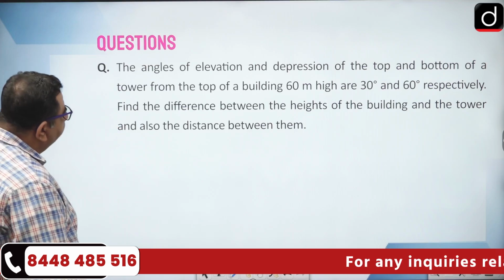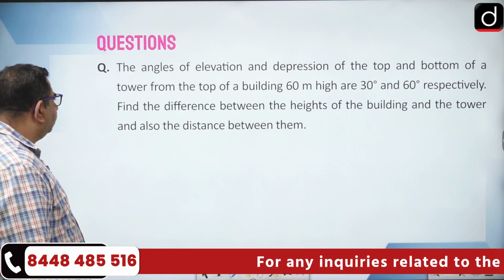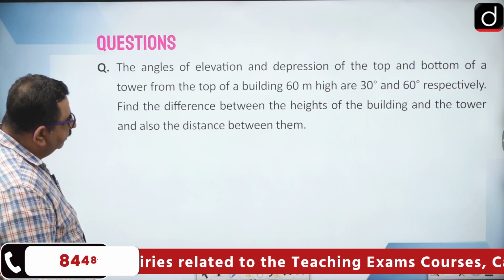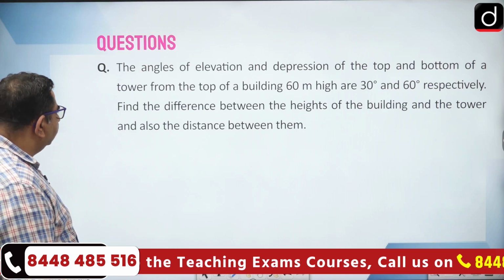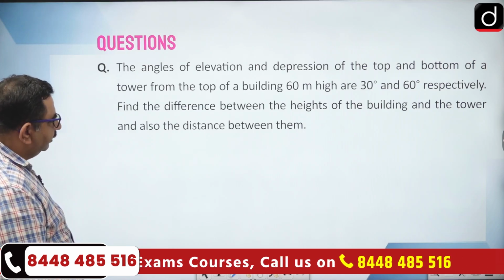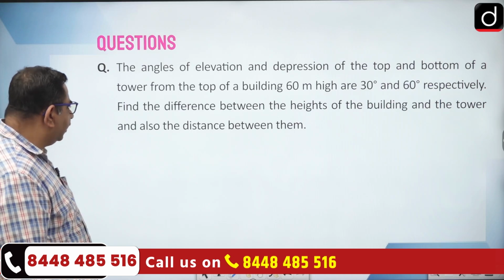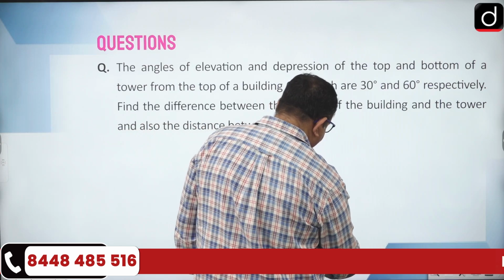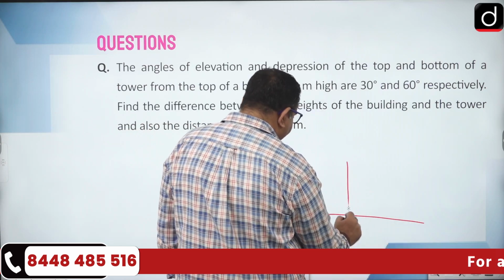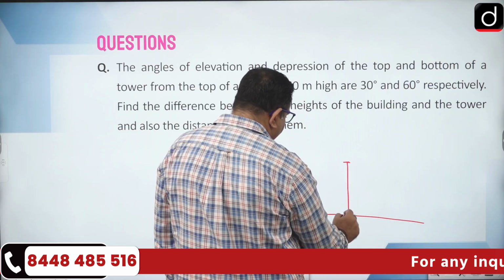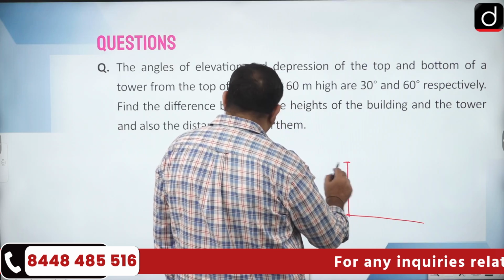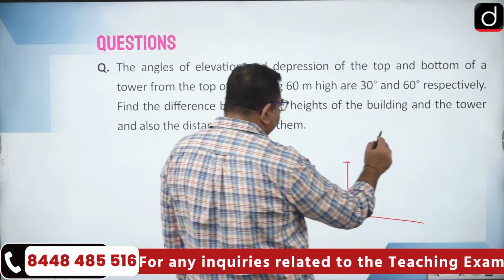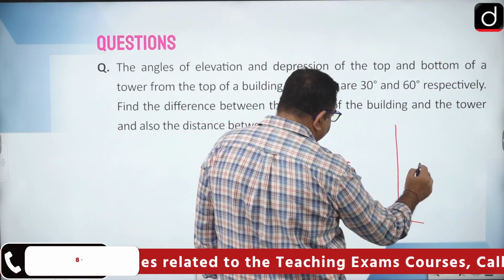Okay, so in this, the angles of elevation and depression of the top and bottom of a tower from the top of a building 60 meters in height are 30 and 60 degrees. Find the difference between the heights of the building and the tower and also the distance between them. So suppose this is a building, right, and there is elevation, so obviously the tower is higher than the building. This is the tower.